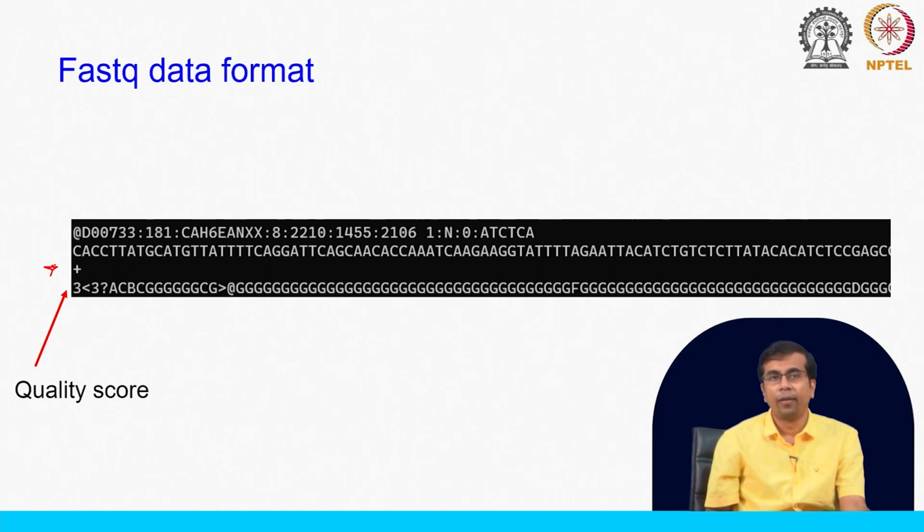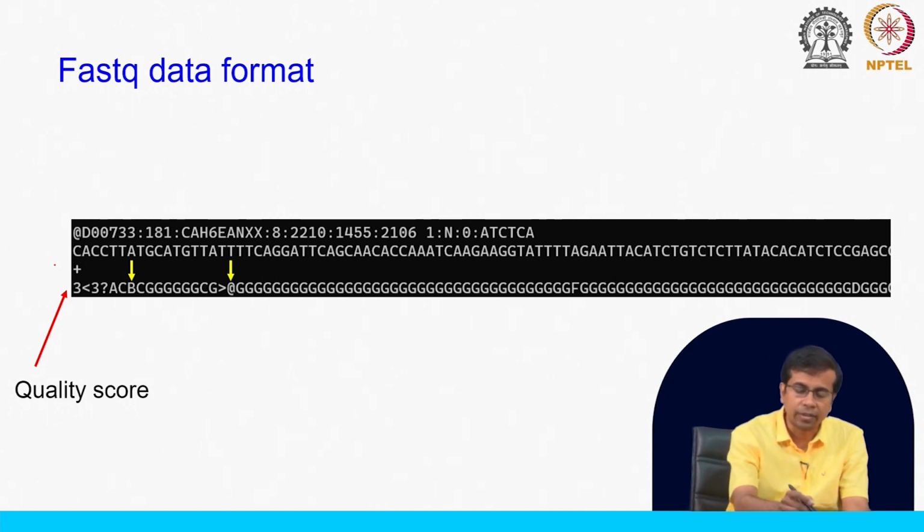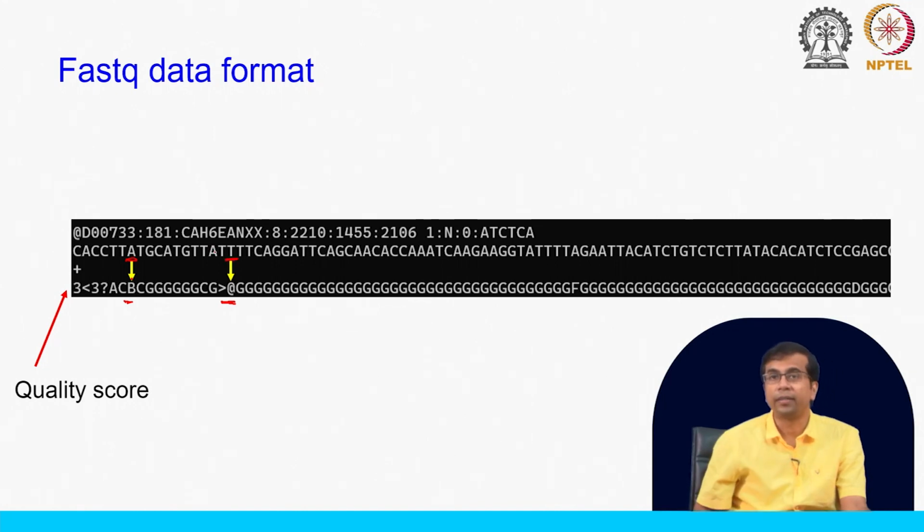Now, focusing on the quality score. This is not numbers, although sometimes you see numbers like 3, 3, but most of them are letters like A, C, B, F, G, etc., or some symbols, for example question mark or greater than sign. So, how are these quality scores represented here? One thing you should notice is that this quality score B here is for this base A, and this quality score at the rate is for this base T.